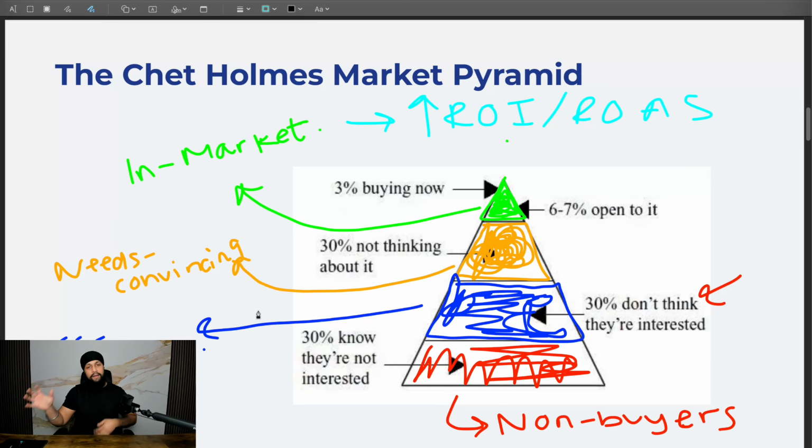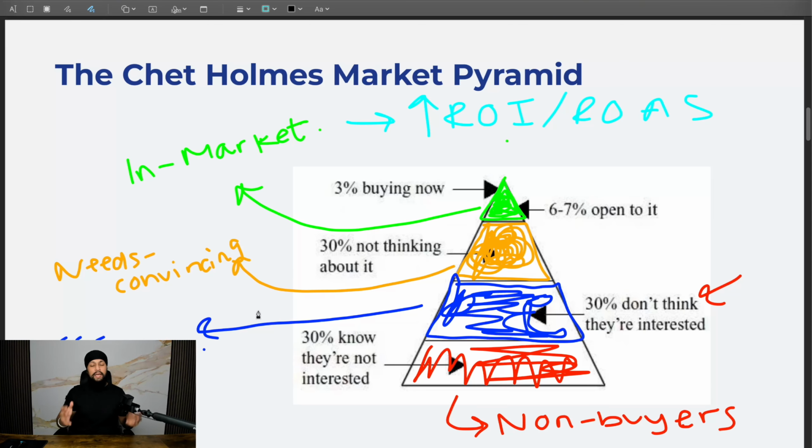Needs convincing, they have smaller ROAS. Mass market has an even smaller ROAS, and non-buyers, they never buy, so you'll lose money on that segment of the market, okay? And if you are spending less than $1,000 per day, you need to be focusing on the in-market demographics.